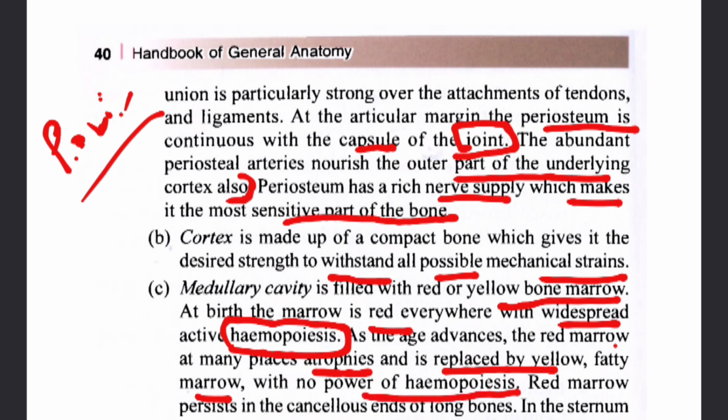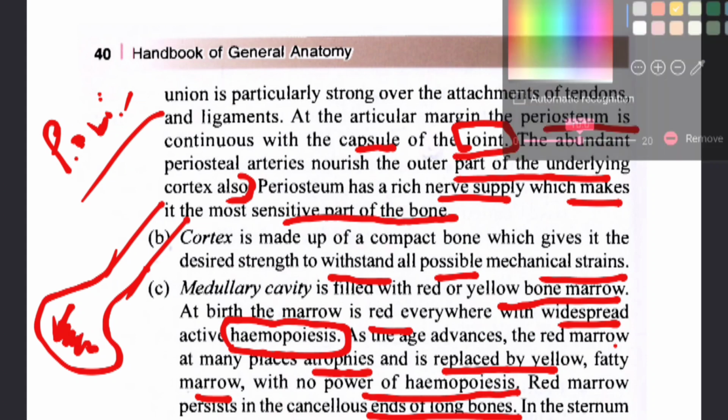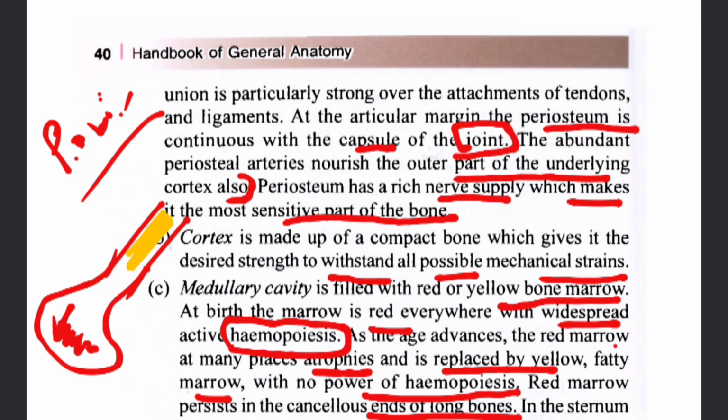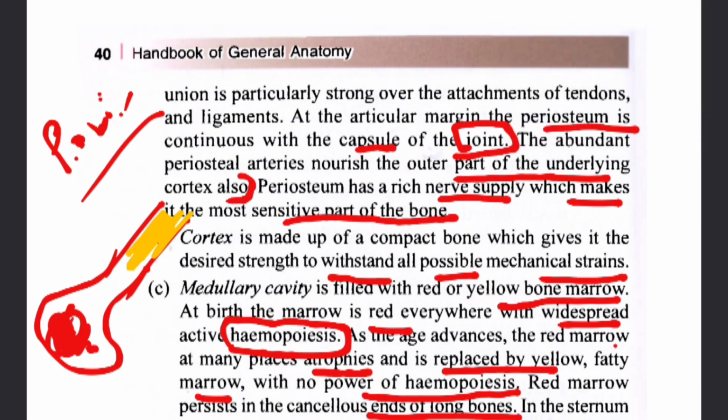Red marrow persists in the cancellous ends of the long bones, as we have studied in the epiphyseal region. So this is the cancellous region where the red marrow is present, and the shaft region has the yellow marrow. If we take the colors, this is the yellow region and this is the red region. See this part, this is the cancellous part. By this diagram you can easily relate.